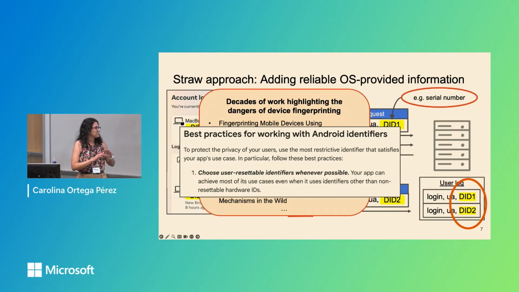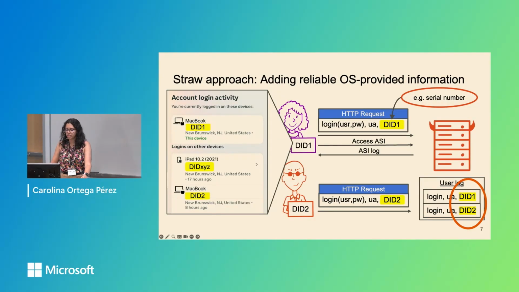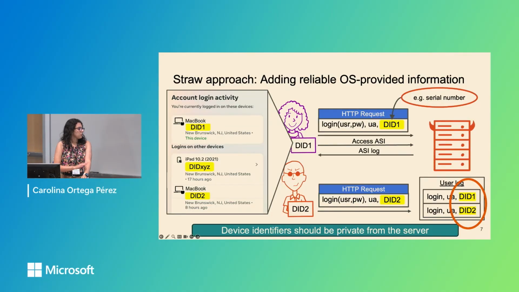Tip number 1, use something that's user resettable. So in general, we don't want to use static identifiers. Android and Apple have been restricting access to static identifiers for more than 10 years, so we definitely do not want to roll back on that. So we're going to add the server to our threat model, and the new goal is that we also want the system to provide privacy from the service provider.